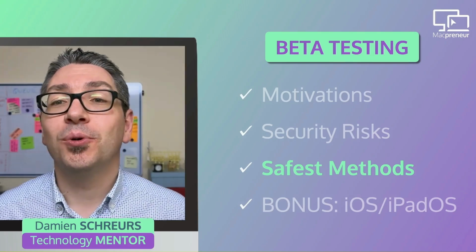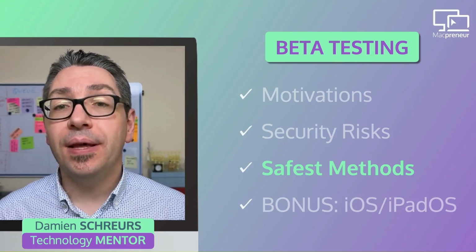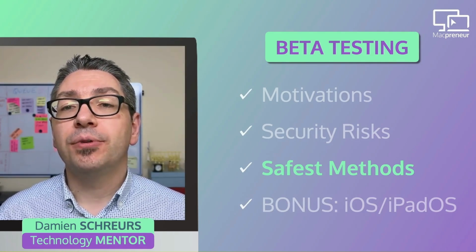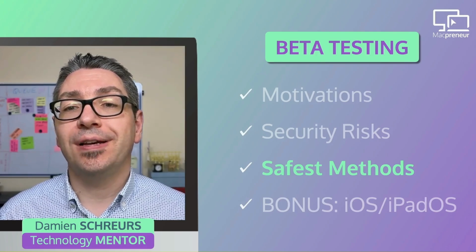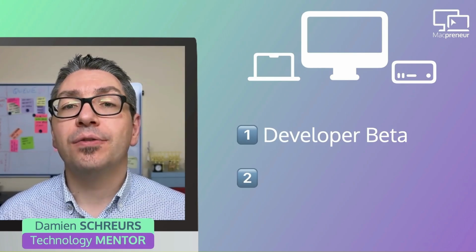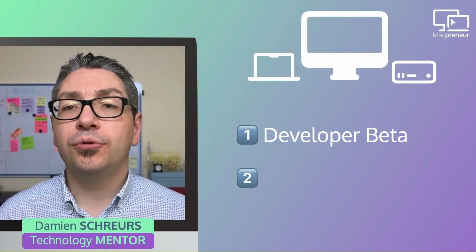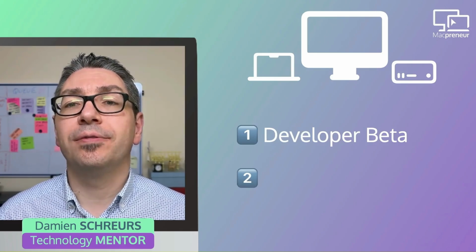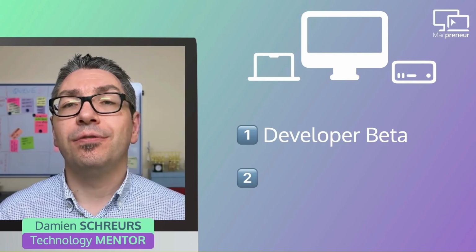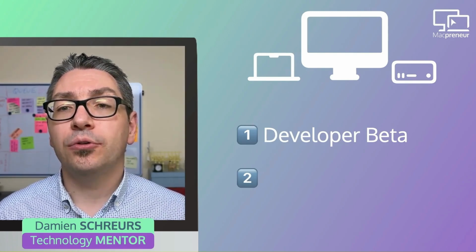This is why it's important to know about the safest methods to beta test macOS, and let's start by briefly talking about the two different beta versions that are available. The first one is called the Developer Beta. It is available right after the WWDC keynote, so the Worldwide Developer Conference, and for anyone registered via developer.apple.com.